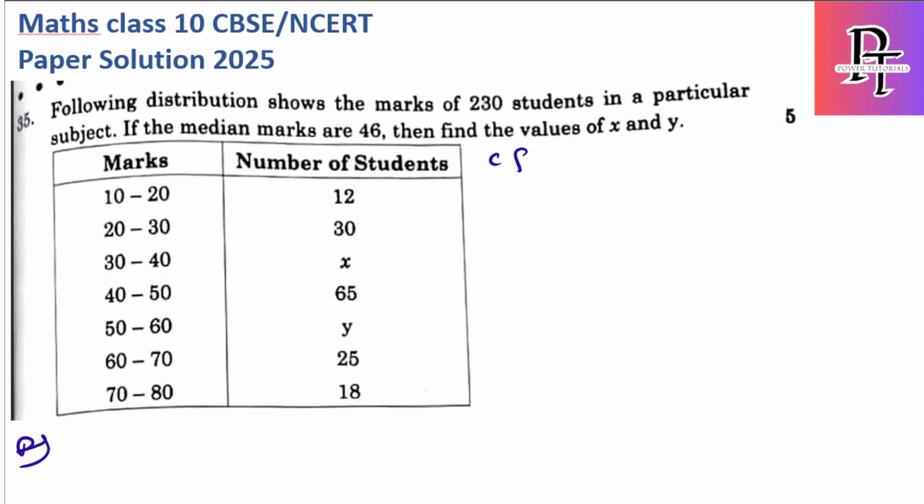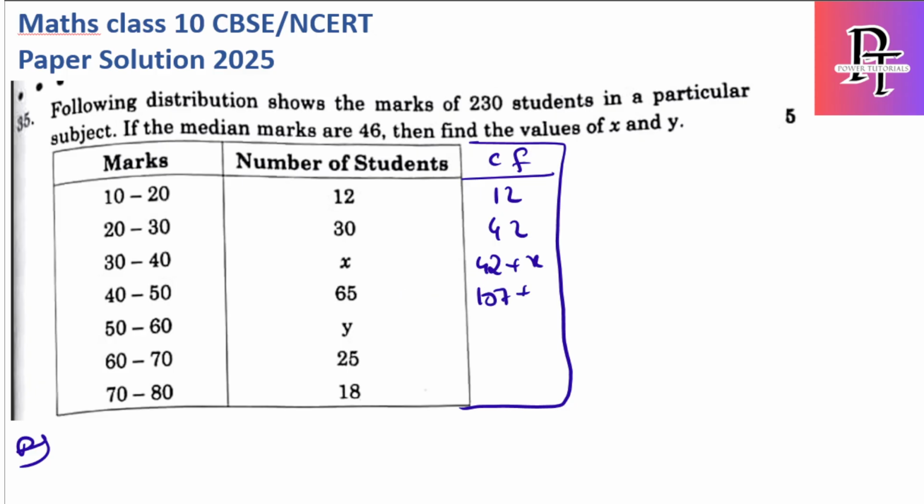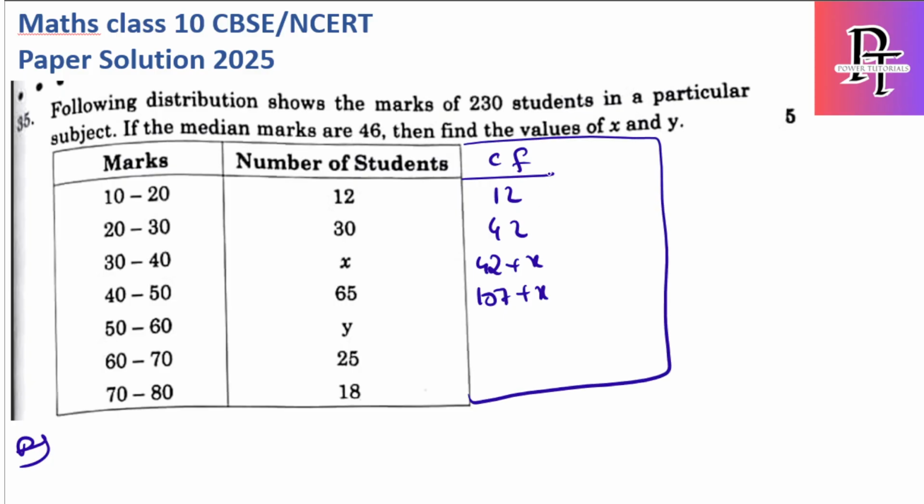For median, one of the important things is cumulative frequency. I'm writing it here itself. 12 plus 30 is 42. 42 plus x, 42 plus 65 is 107 plus x. 107 plus x plus y. 107 plus 25 is 132, 132 plus x plus y. The last is 150 plus x plus y.